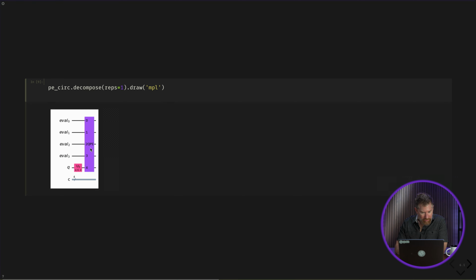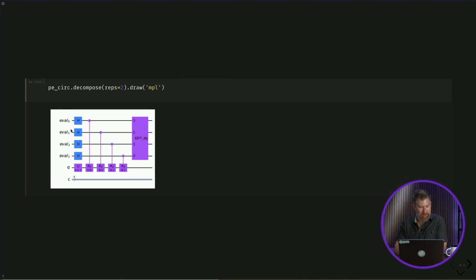We see our quantum phase estimation circuit. We can look a little bit closer, and we can see that this consists of a bunch of Hadamards on the evaluation qubits, followed by controlled RZs on the computation qubit. This is then followed by an inverse quantum Fourier transform dagger, which is going to convert the phase back to the measurement basis for us to measure it.